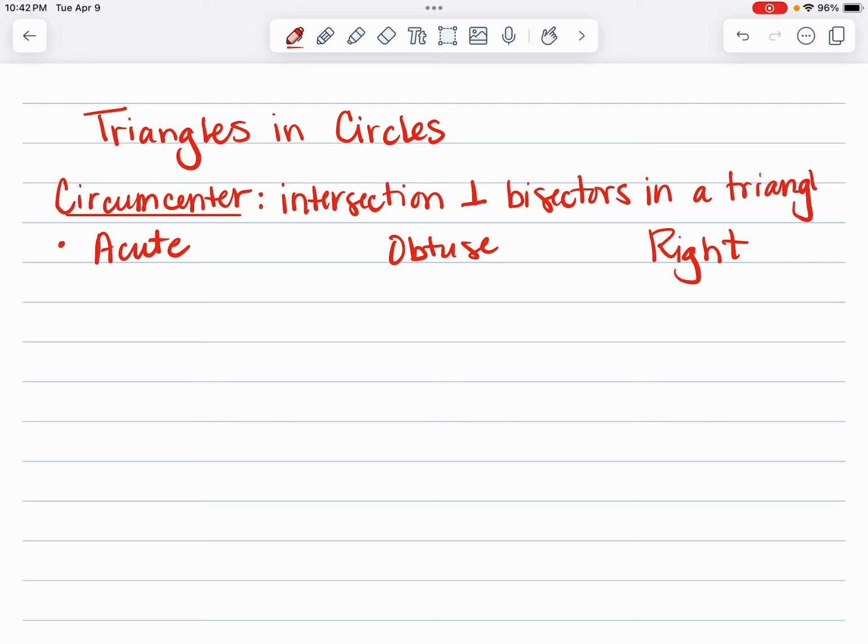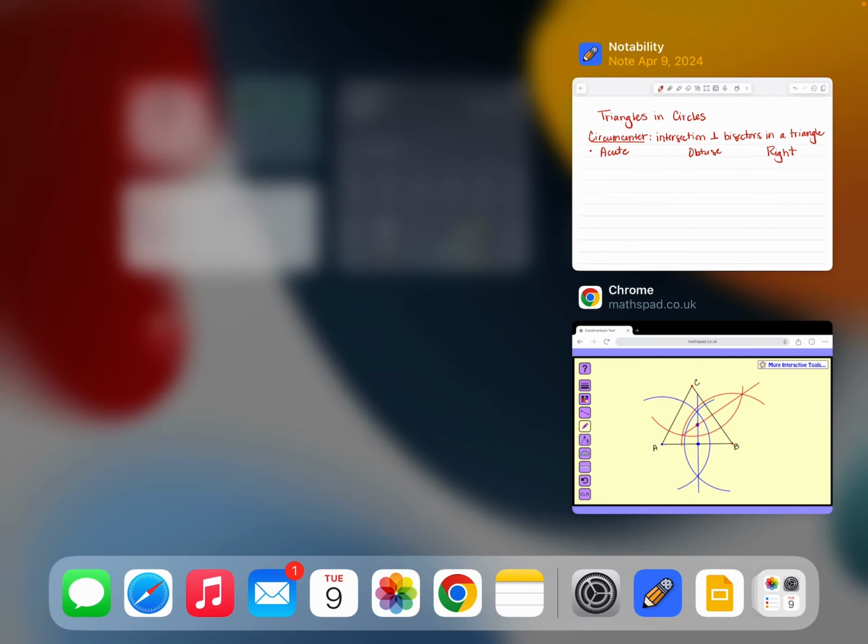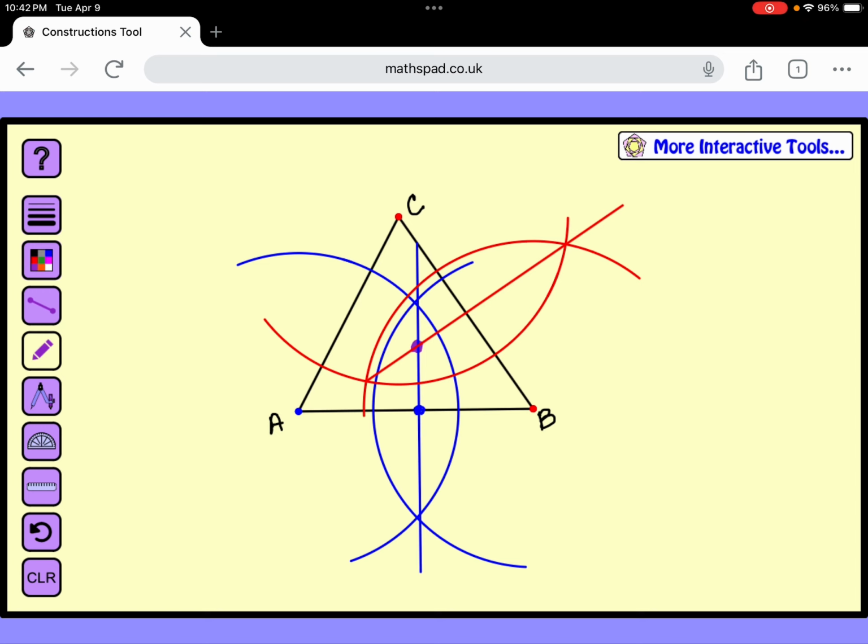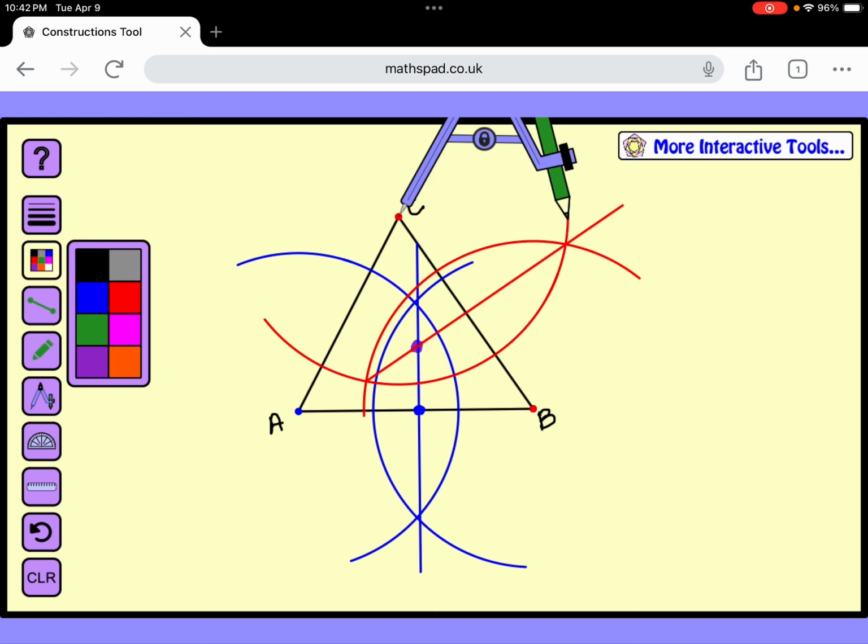And what makes it special is it also happens to be the center of the circle that is circumscribed about the triangle. Remember, circumscribed, we wrote that down in our notes on Monday. Circumscribed. Now here's going to be the true test to see if my iPad really likes me.